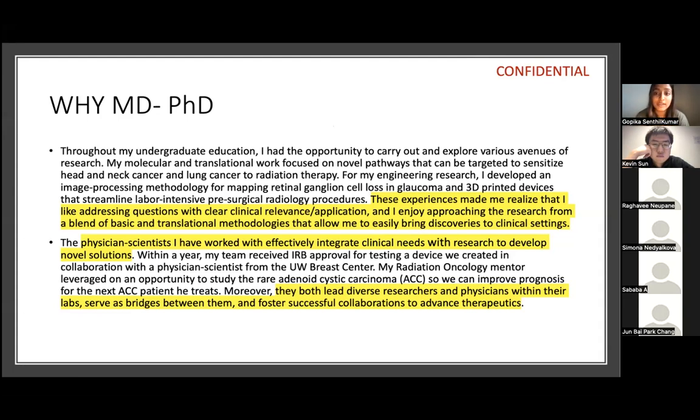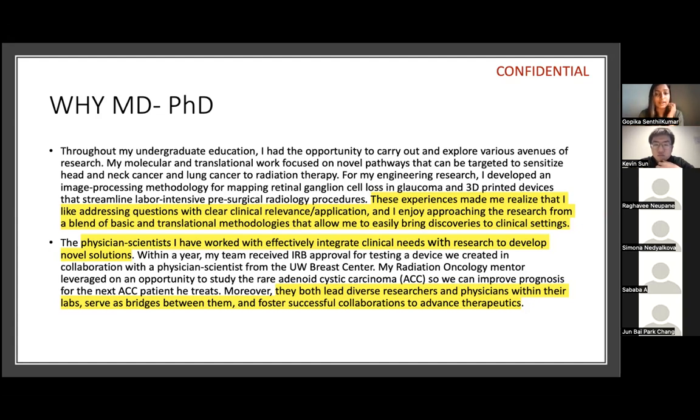So the first paragraph is I'm telling them that I've had a lot of different research experiences. And this is a creative way of saying, I didn't know what I was doing, so I did a bunch of things. But from those things, I realized that I like answering questions with clear clinical relevance and application. And I enjoy approaching research from a blend of basic and translational methodologies so that I can bring what I learned directly to clinics. So I'm telling them that I'm aware that I did a whole hodgepodge of things, but here's what I learned from those things. I'm showing them that I like clinical and translational research without saying that exactly. So I'm again showing them my acumen for why I should go into MD-PhD.